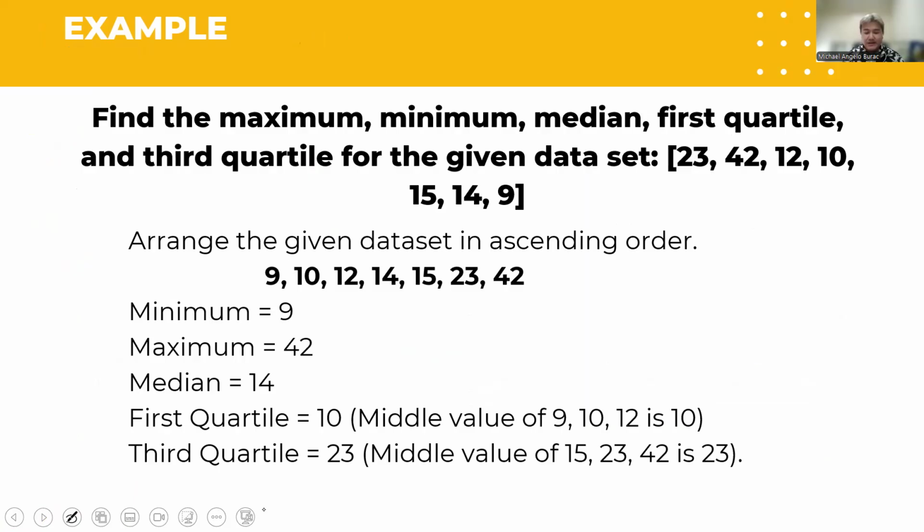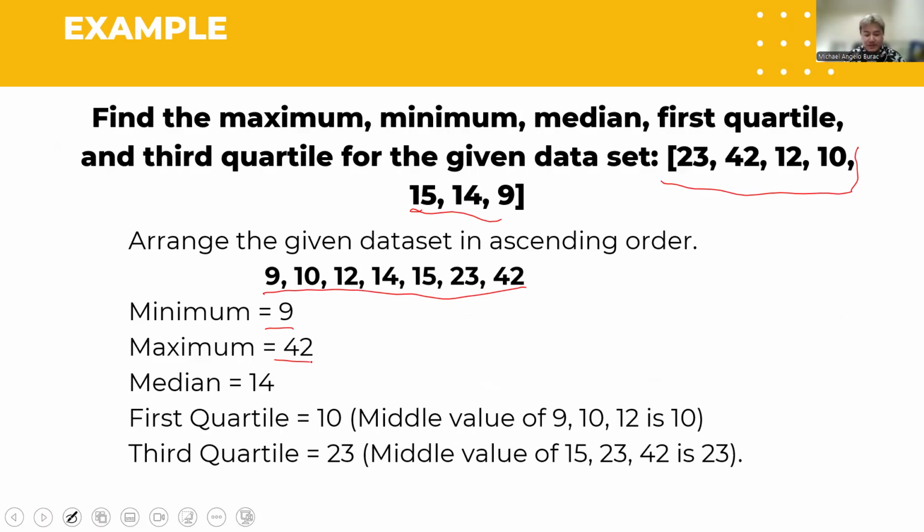Let's find the five number summary of the following data: 23, 42, 12, 10, 15, 14, and 9. The first order of business is to arrange the data set in ascending order. So you now have these values arranged in ascending order. After that, you get the five number summary. Start with the minimum value, which is 9, and the maximum value is 42.